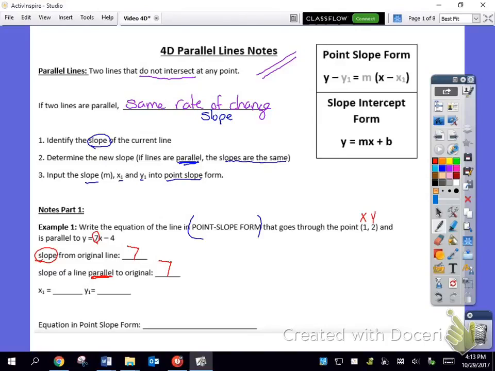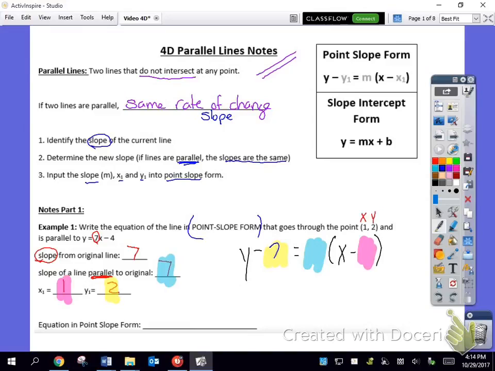The x value is 1, the y value is 2. So now I'm going to write my equation. And remember on your equation, y minus, and then you're going to leave room for your slope, and x minus. Now, just as a refresher, the y value goes behind the y. The slope is what's in front of the parentheses, and then the x value goes behind the x. Okay? So we're going to plug that in.